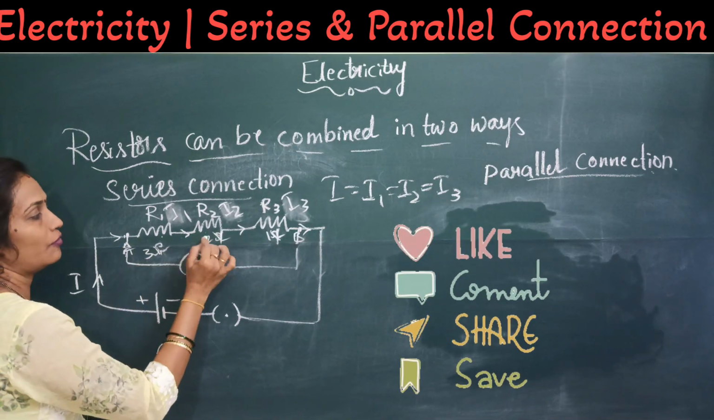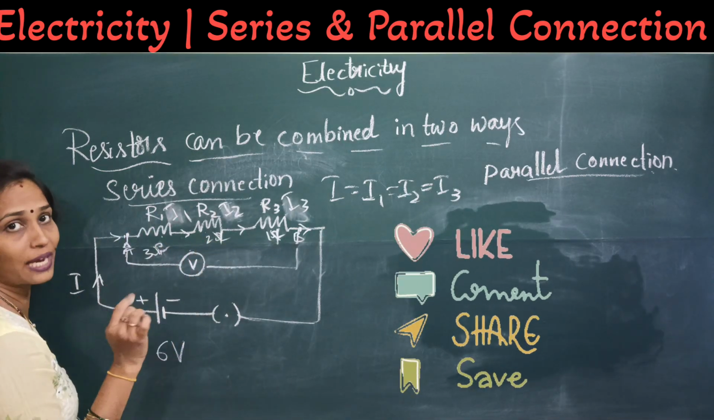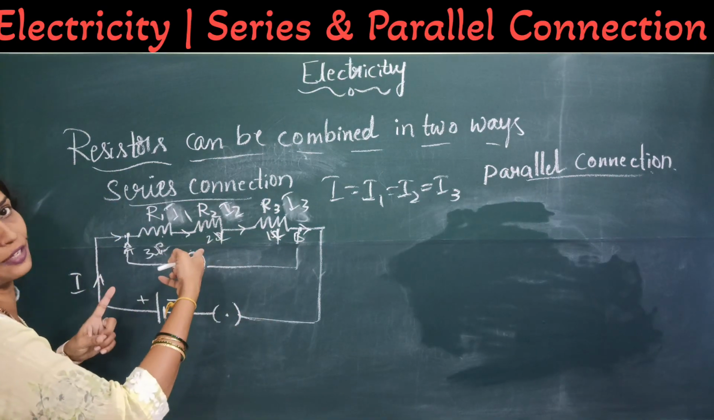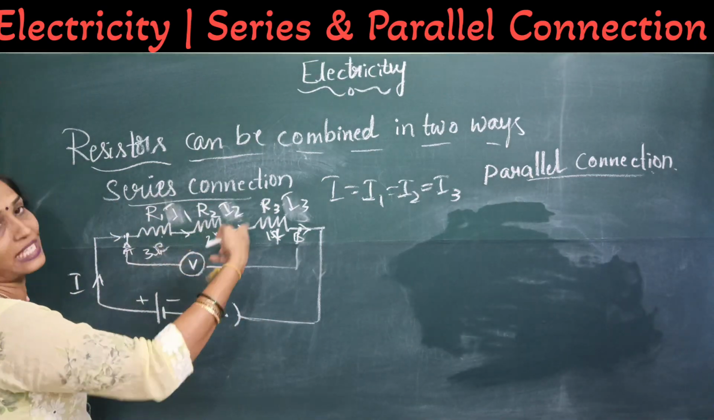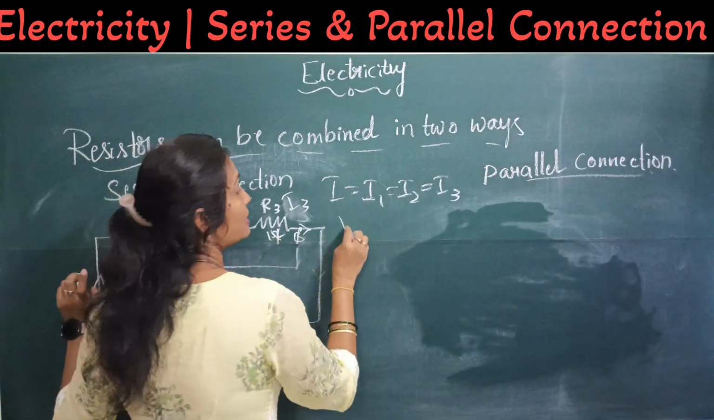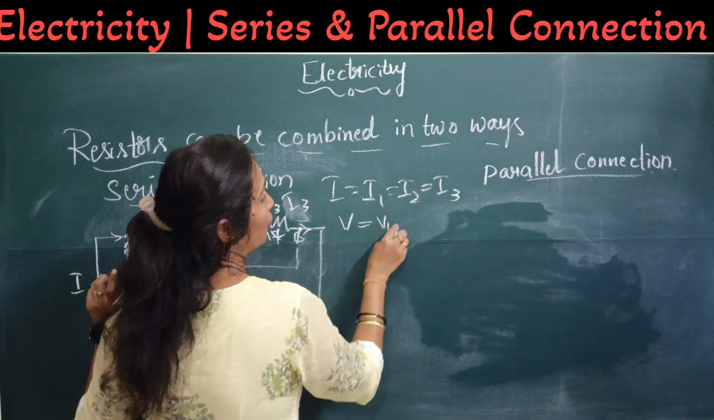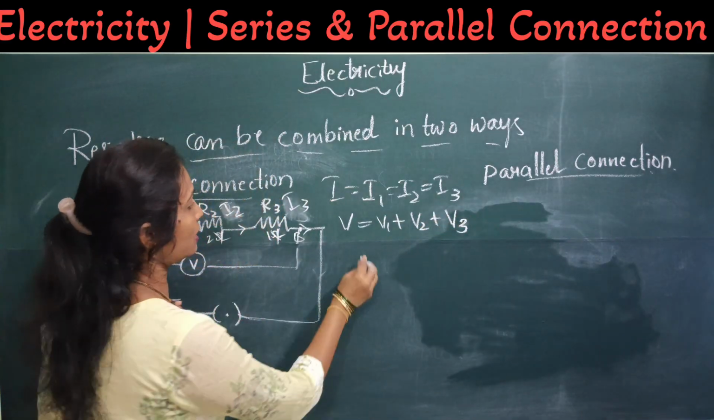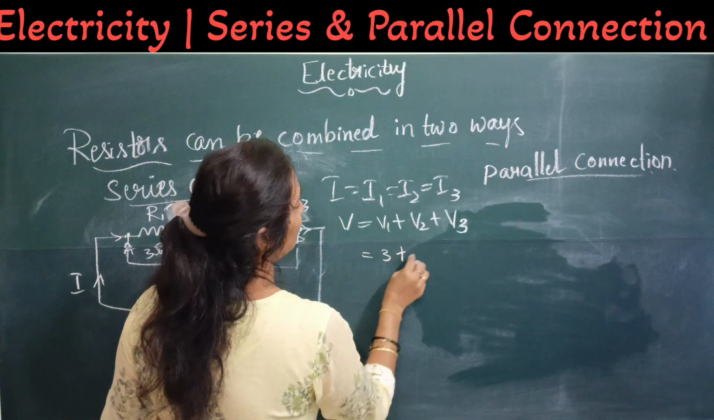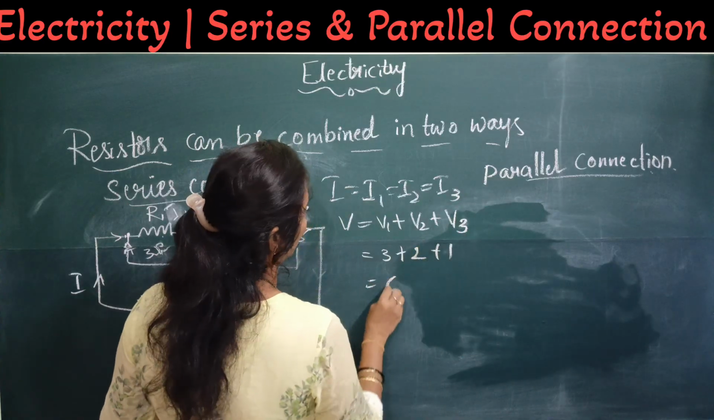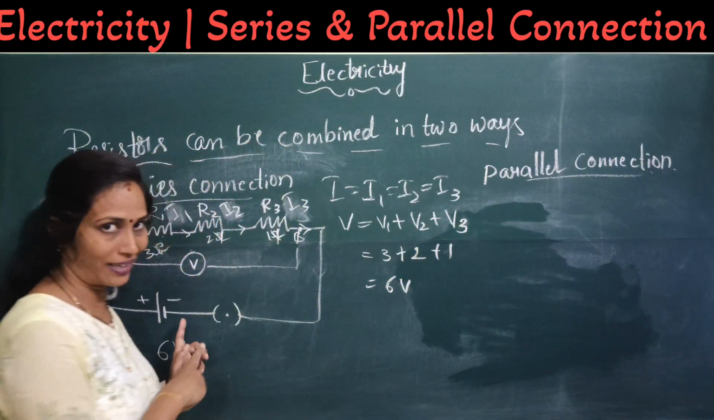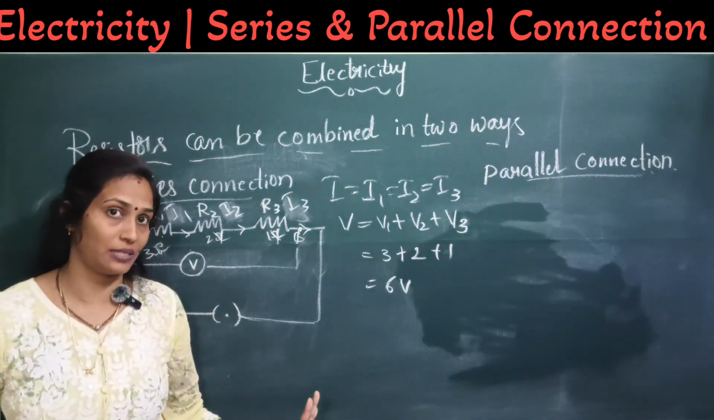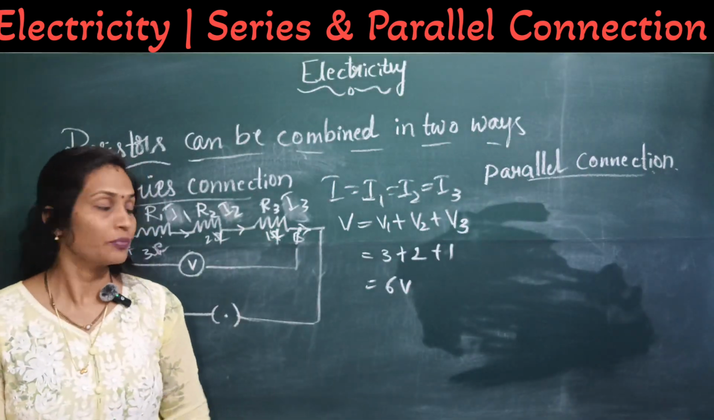So just calculate this one. Voltage is 3 plus 2 plus 1. How much, guys? 6. That 6 volt of potential difference is going to be distributed to each resistance. That means V is equal to V1 plus V2 plus V3. 3 plus 2 plus 1, again it is 6 volts. How much battery is there? 6 volt. Here, potential difference is not the same, guys, but current is the same.